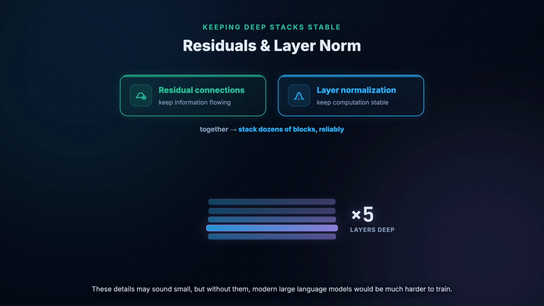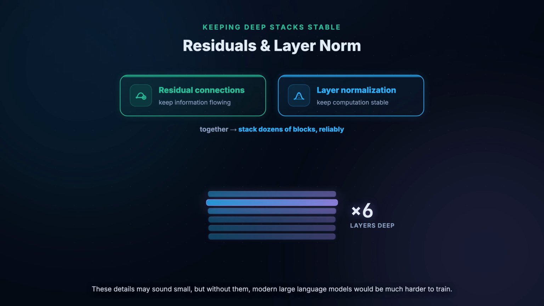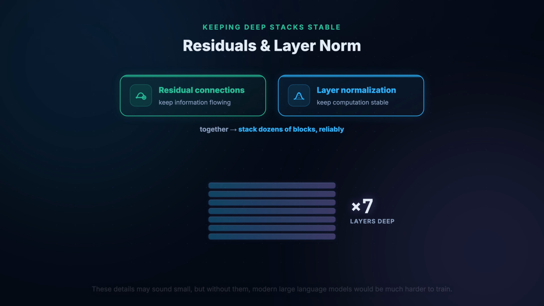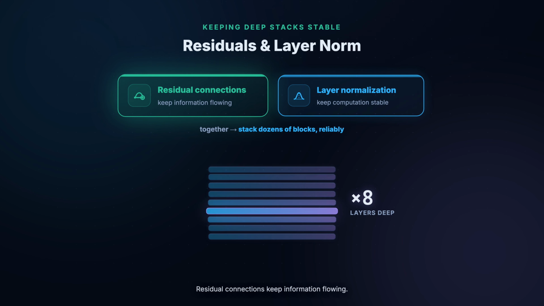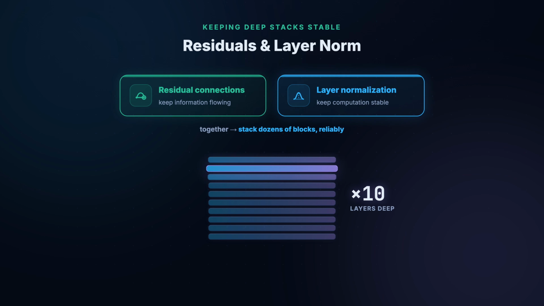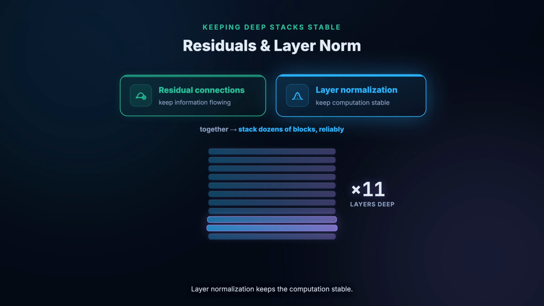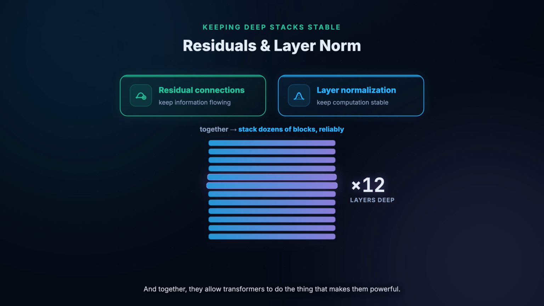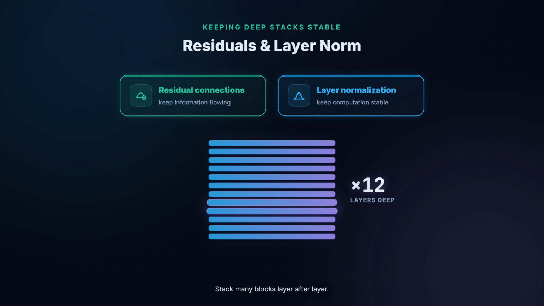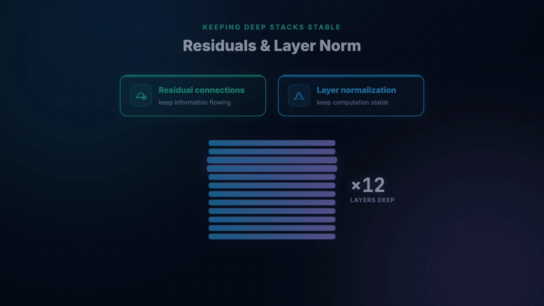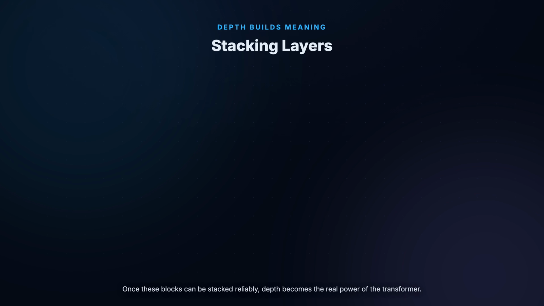These details may sound small, but without them, modern large language models would be much harder to train. Residual connections keep information flowing. Layer normalization keeps the computation stable. And together, they allow transformers to do the thing that makes them powerful: stack many blocks, layer after layer. Once these blocks can be stacked reliably, depth becomes the real power of the transformer.